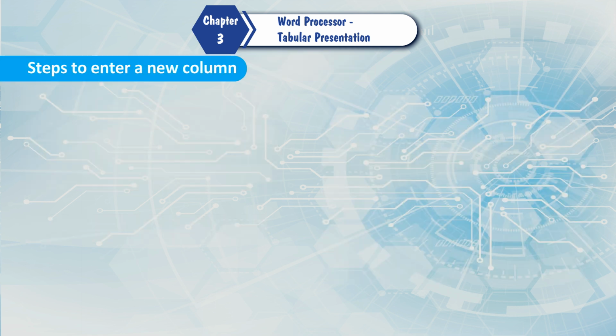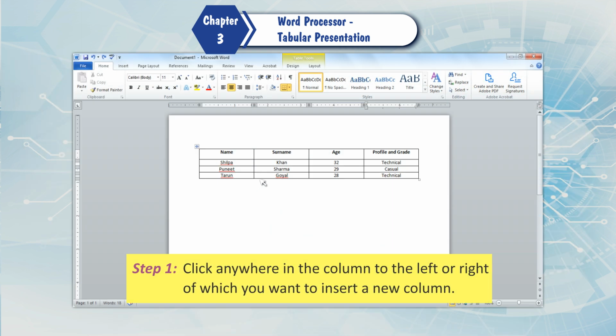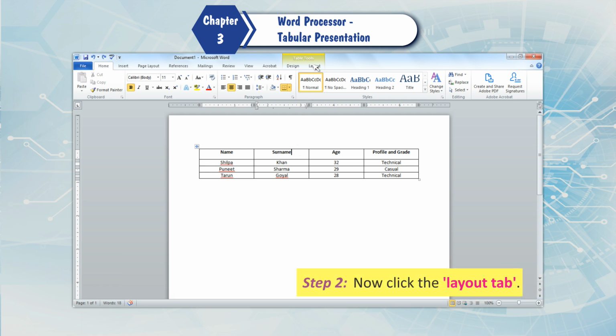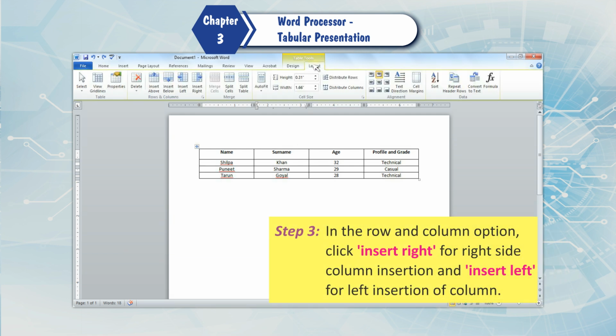Steps to insert a new column. Click anywhere in the column to the left or right of which you want to insert a new column. Now click the Layout tab. In the Rows and Columns group, click Insert Right for right side column insertion and Insert Left for left insertion of column.